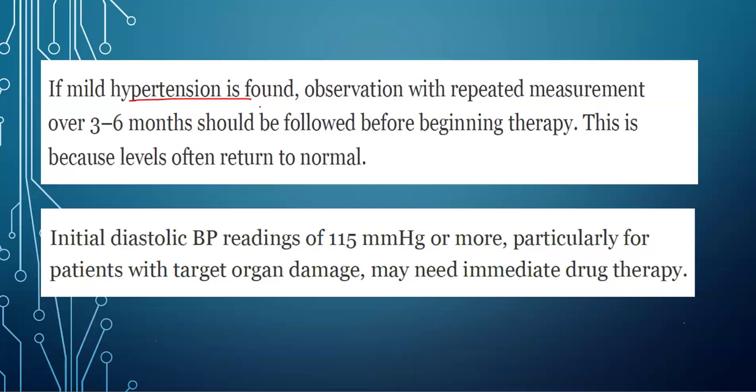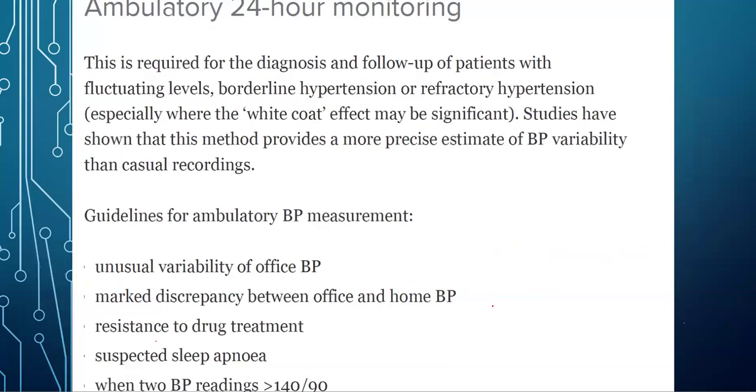So if mild hypertension is found, observation with repeated measurement over 3 to 6 months should be followed before beginning treatment. Okay. With an initial diastolic reading above 115, particularly if a patient has got target organ damage like retinopathy or nephropathy, they will need immediate drug treatment. So if diastolic is above 115 plus they have got some organ damage like kidney failure, then you can start treatment immediately.